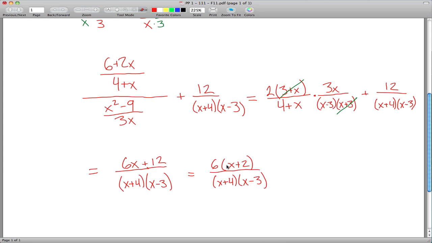It's a good idea to factor out the 6 because then we can look and see if this x plus 2 will cancel with anything. In this case it doesn't, so that's as far as we can simplify. And we'll call that thing our answer to the first perfect problem.